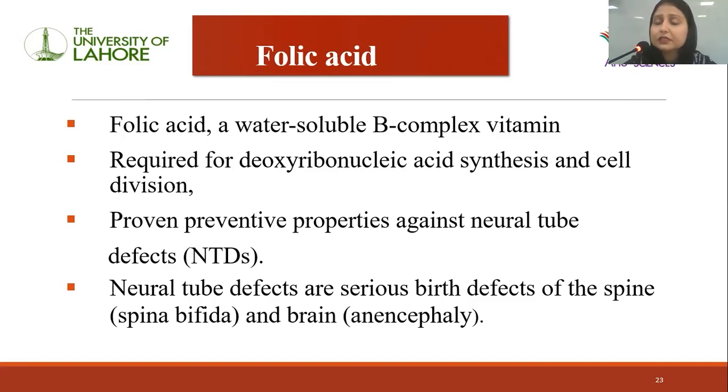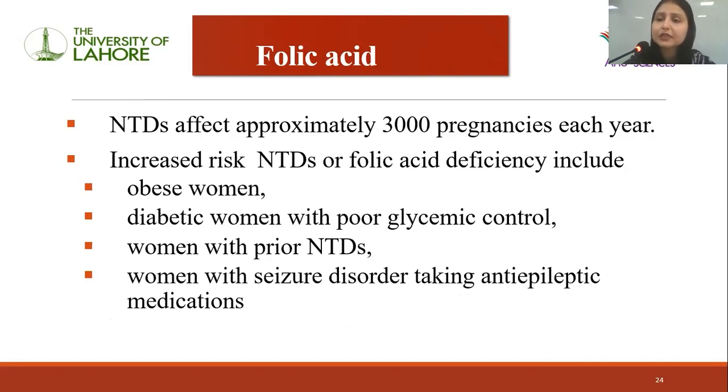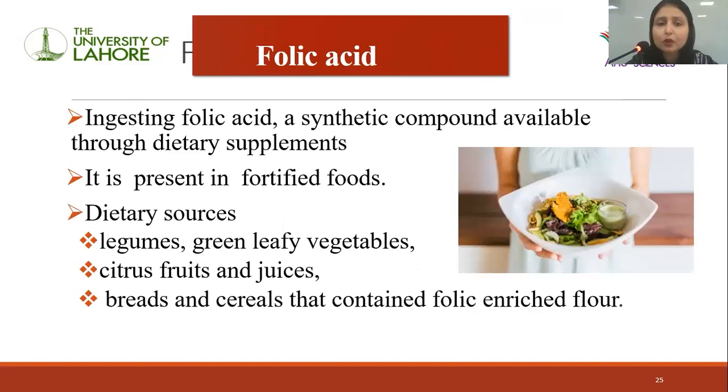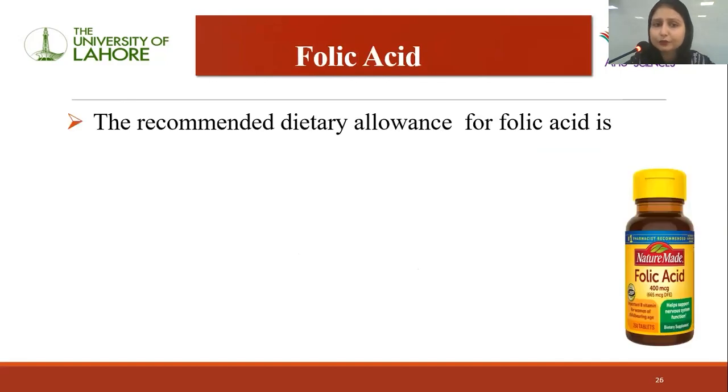So, to avoid these birth defects, supplementation of folic acid is very important. For a normal female, the requirement of folic acid is 400 micrograms, and for a pregnant woman, 600 micrograms per day is recommended to avoid neural tube defects, because 3,000 pregnancies each year are affected by neural tube defects due to lack of intake or lack of education about the importance of folic acid. There are some sources of folic acid we can get from the diet, and fortified food sources are also available: legumes, green leafy vegetables, citrus fruits and juices, bread, and cereals that contain folic acid enriched flour.